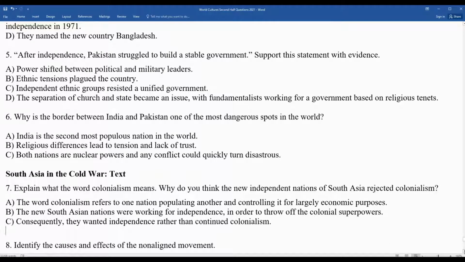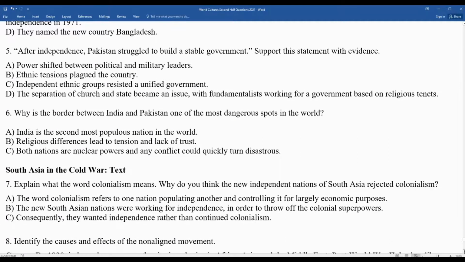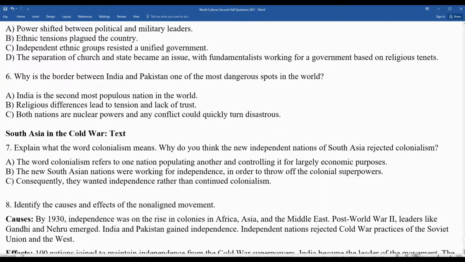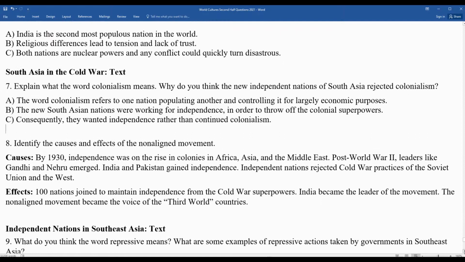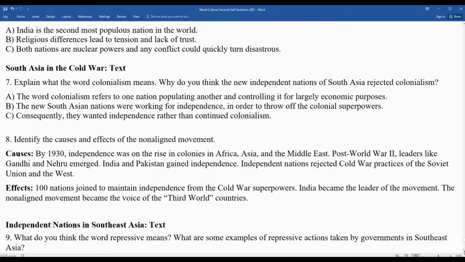Identify the causes and effects of the non-aligned movement. Okay, causes: by 1930, independence was on the rise in Africa, Asia, and the Middle East. Post-World War II leaders like Gandhi and Nehru emerged in India. India and Pakistan gained independence. Independent nations began to reject the old Cold War practices of the Soviet Union and Western countries.